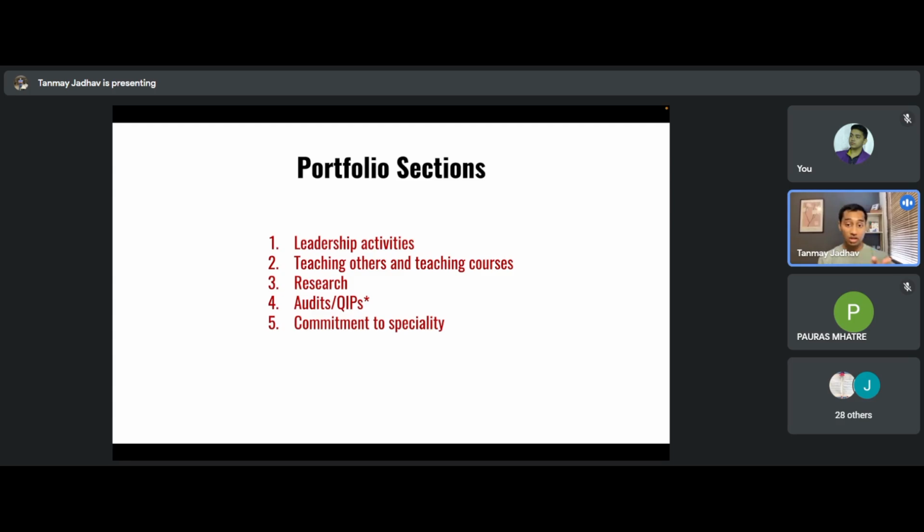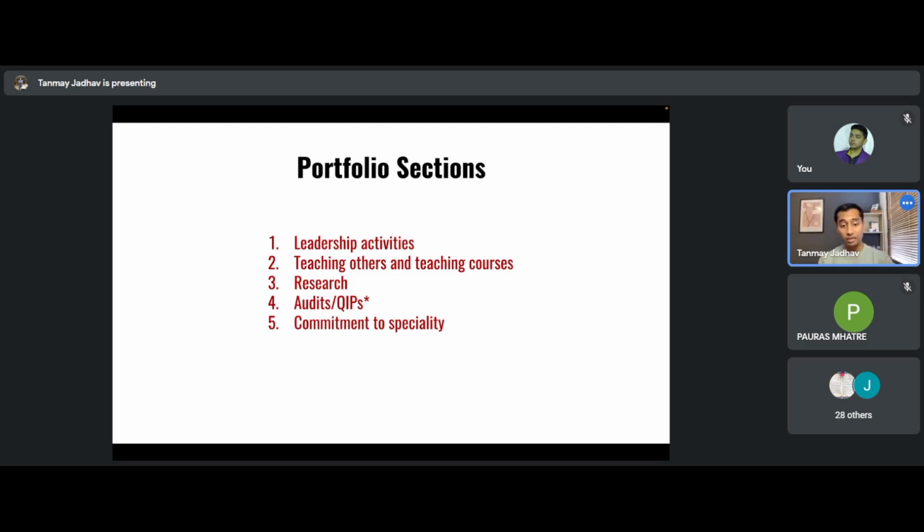Second one is teaching others and teaching courses. If you get an opportunity to teach juniors, or any sort of teaching, do that and get it documented by some professor that you've done this teaching, and it really adds value to your portfolio. If you are able to do research, ideally get it published in a PubMed indexed journal. But honestly, this is something which most people do not have, and if you don't have it, don't stress over it. It takes a lot of effort, and if you don't have the time or the money or the skill to do it, there's no point, because it's not going to add that much value or difference to your portfolio.